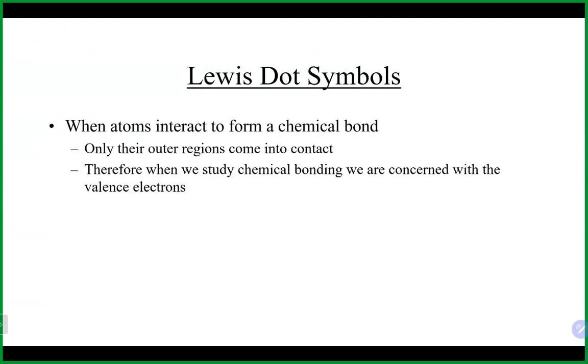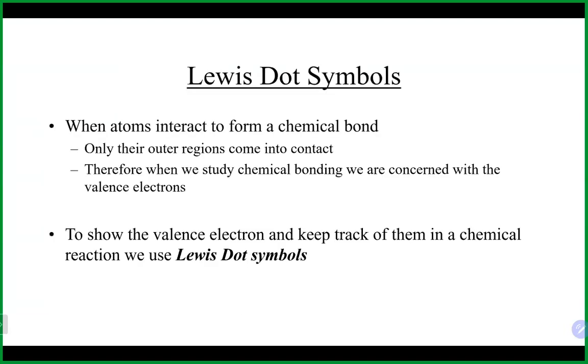When we represent bonding, a lot of times the way that we do so is we use Lewis dot symbols. They are sometimes just generically called electron dot symbols. When atoms interact to form a chemical bond, as we know, the electrons are on the outside of the atom, and it is really only the electrons that are involved in bonding. We don't use anything that's in the nucleus in bonding.